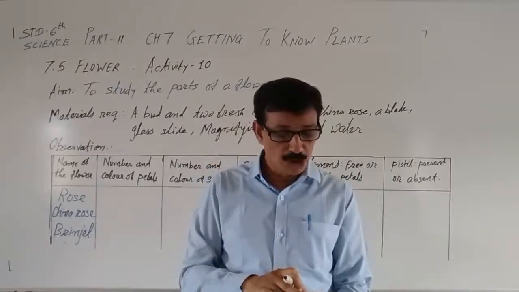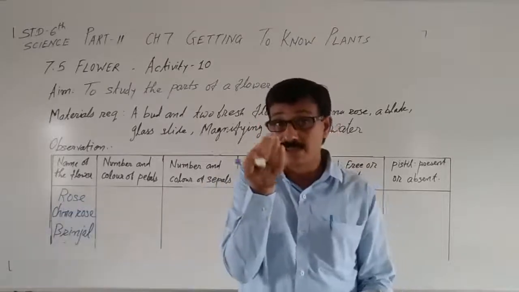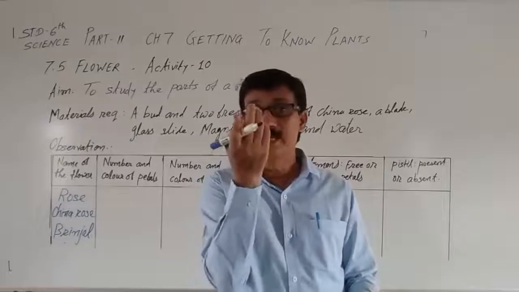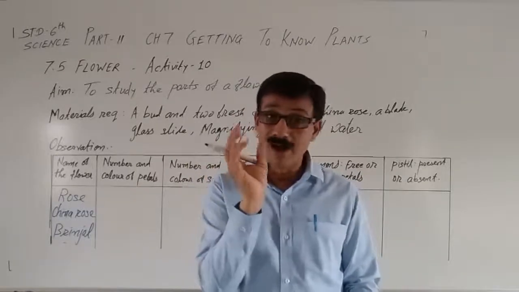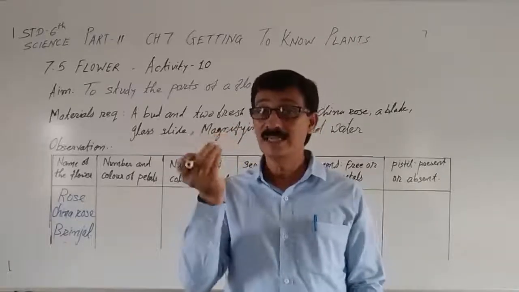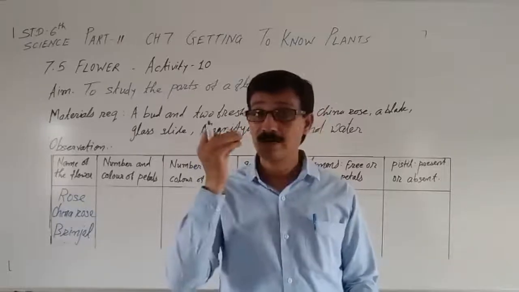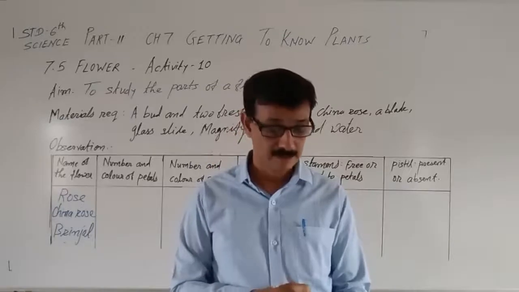Which is the most prominent part in a bud? First of all there is a bud, then after that it becomes a flower, isn't it? So when there is a bud, where are the petals? If there is a bud, which is the most prominent part? What do you see first in a bud?